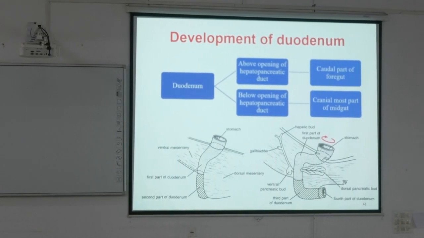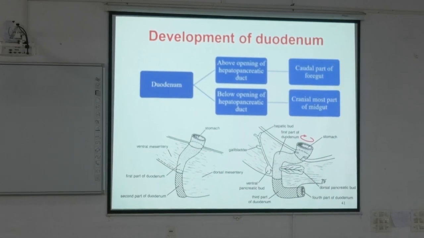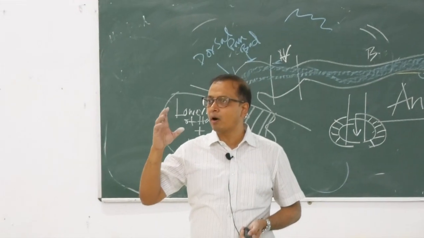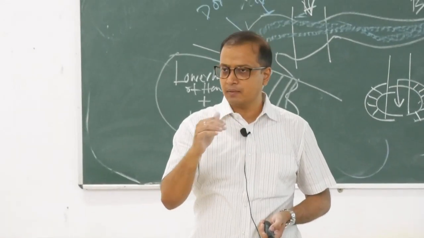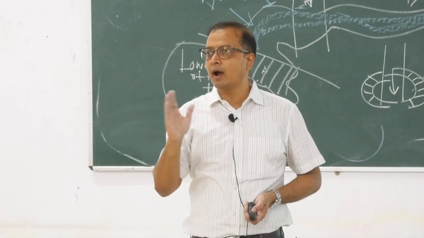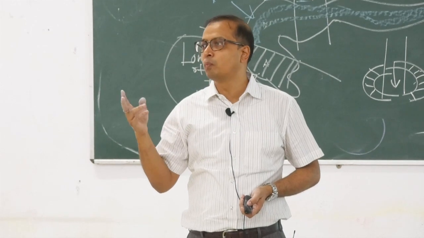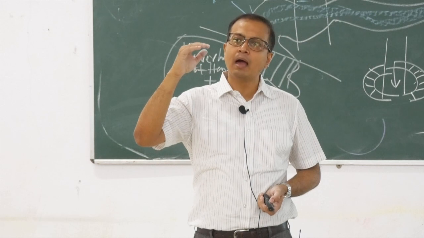Now, coming to the duodenum briefly, we do not have to make duodenum development complex. In gross anatomy, we split the duodenum into 4 parts: first, second, third, and fourth part. In embryology, it's not that complex. We divide the duodenum developmentally into 2 parts: a part above the opening of the ampulla of Vater, and a part below it.